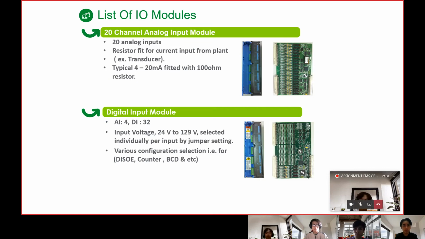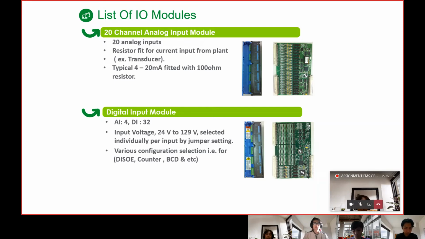The I/O modules are the input modules which receive the electricals and controls to the substations. It has a 20 channel analog input module, which is 20 analog inputs. It has a resistor feed for current input from plants, for example a transducer, and it is typically 4 to 20 milliampere fitted with a 100 ohm resistor.